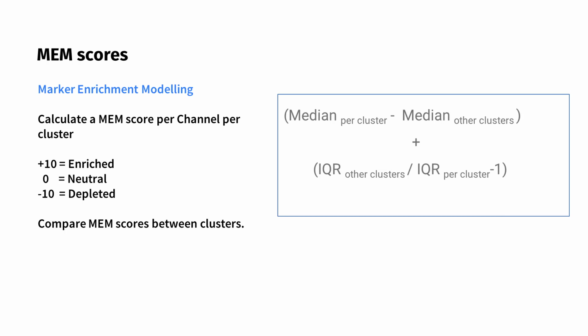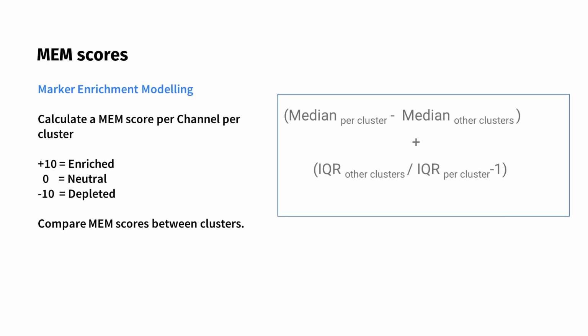Kirsten's MEM calculation is an equation that scores how a marker is relevant to a population. The first part of the equation is based on the median value of that marker in that cluster compared to its median value in other clusters. By this we see its relative signal strength in the cluster.